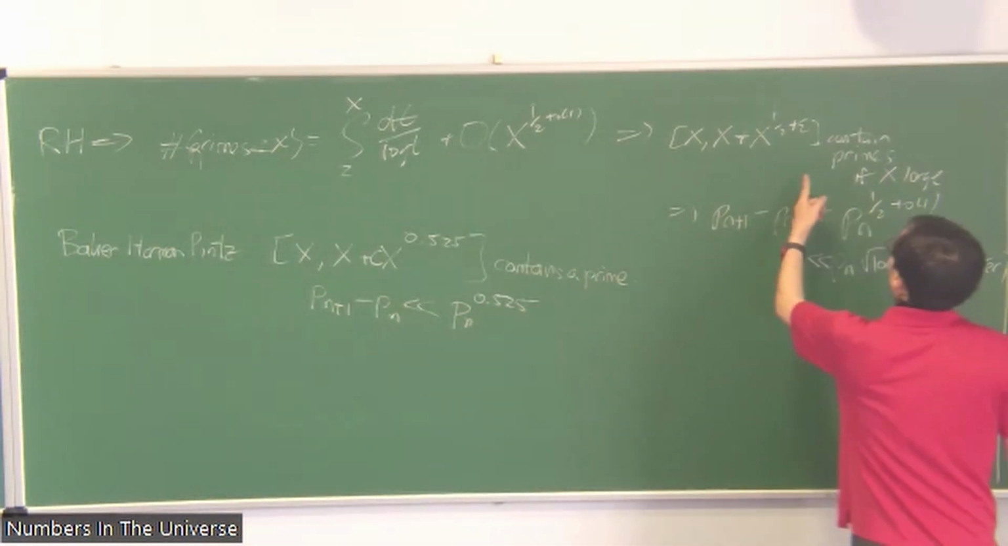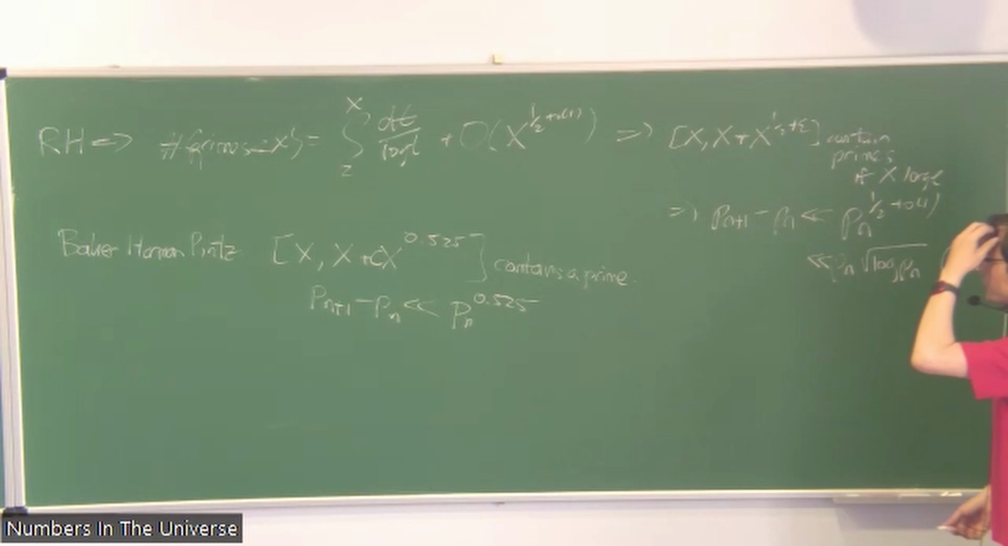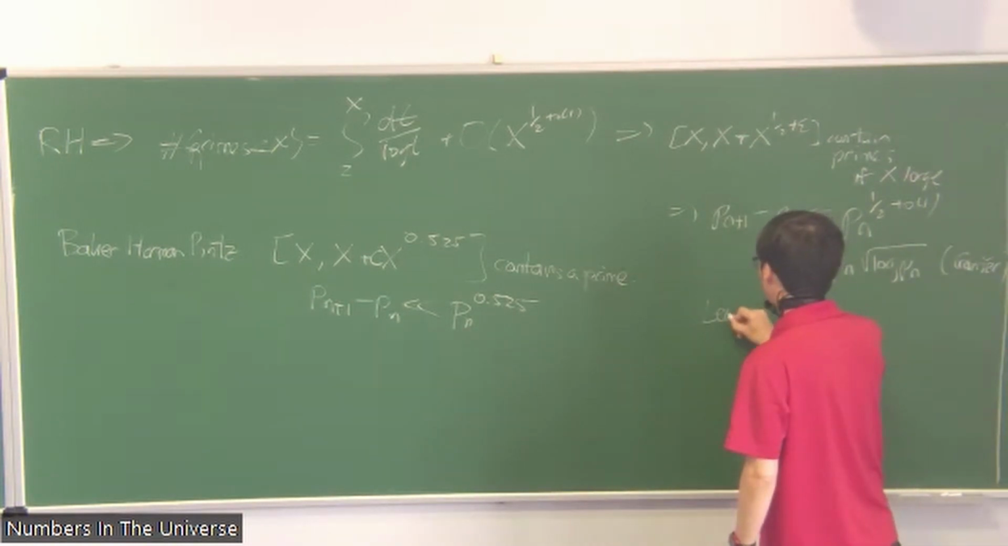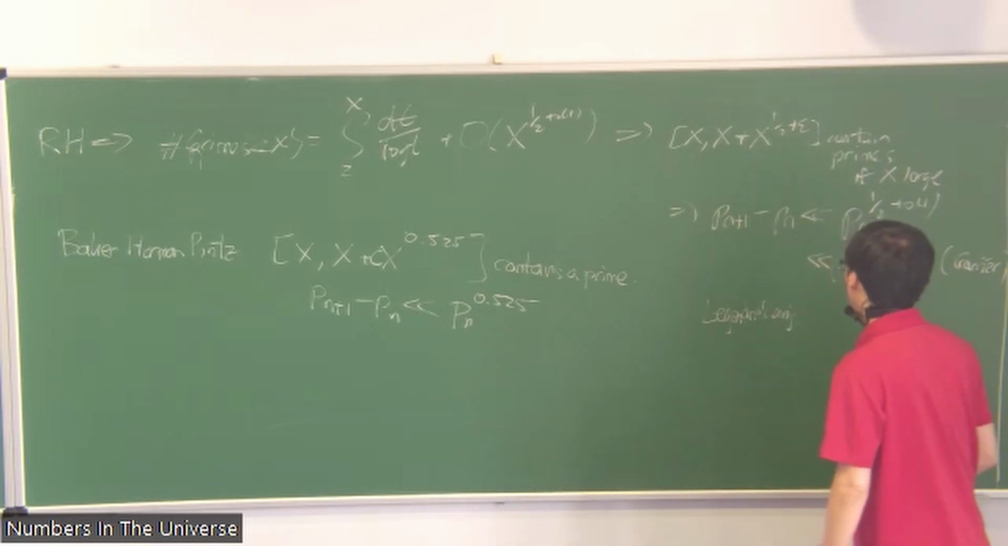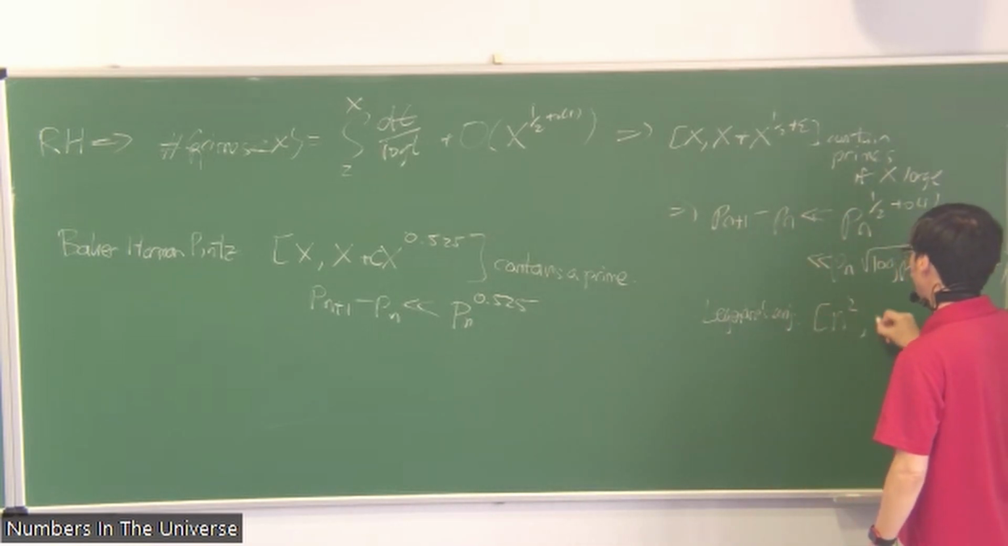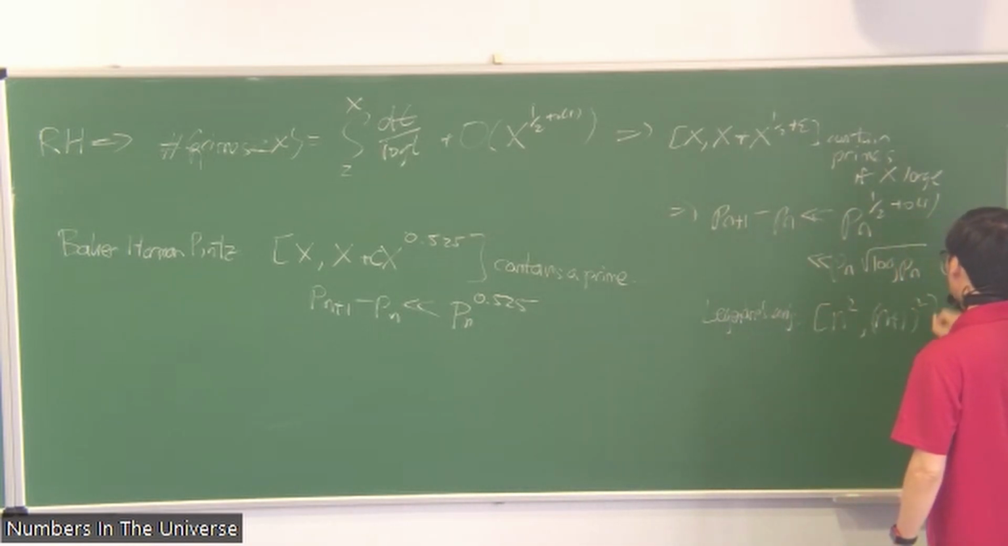Okay. By the way, I'll mention there's a famous conjecture of Legendre, just as a little side note. Legendre's conjecture says that between any two consecutive squares, there is a prime.